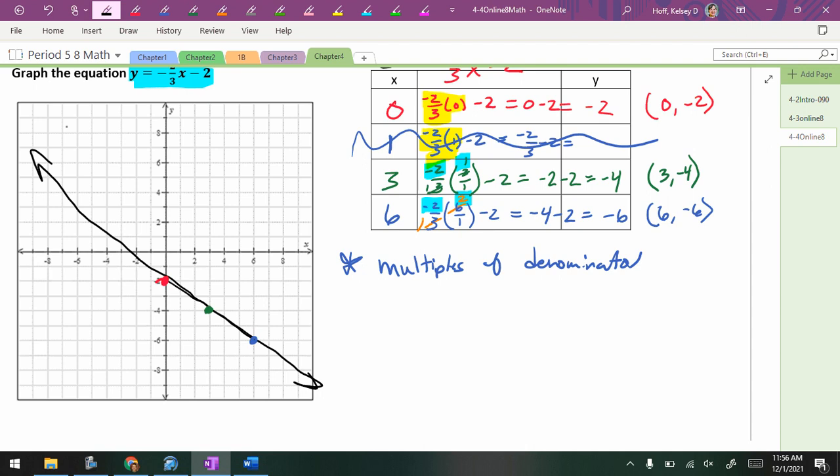Now, if this problem was an equation like y equals 5x plus 1, it's almost a simpler problem, agreed? Does it matter what numbers you plug in here? No, because you don't have that fraction. So if it doesn't have a fraction, I'm definitely picking 0, probably 1, and 2, agreed? If it's a fraction, though, pick 0. It's easy. Then pick your denominator, and then pick a multiple of your denominator.